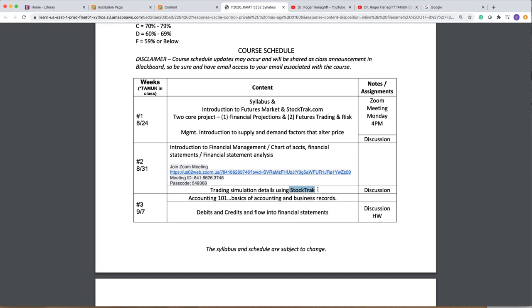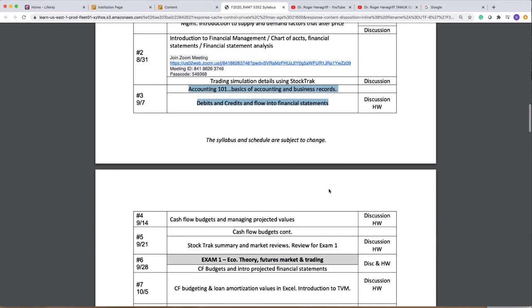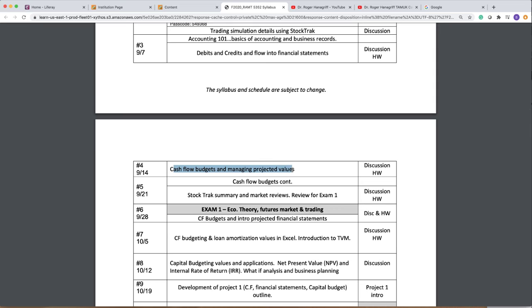As we get you started trading, that kind of gets the futures market going. From there, we will then back up and do, in week 3, the financial management and basics of accounting, debits and credits, and get to work there. We will then get into cash flow budgeting and how the budgets work. Then we will also get back into stock track and talk about how the trading is going. There'll be some terms that we'll cover.